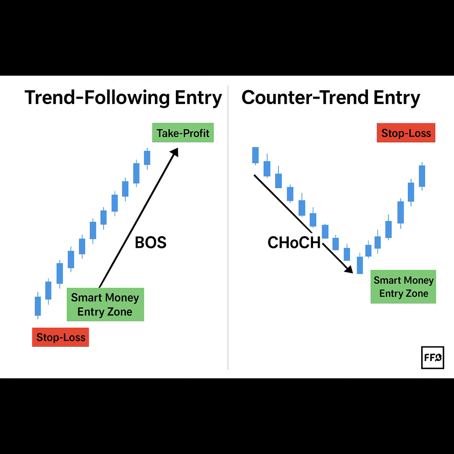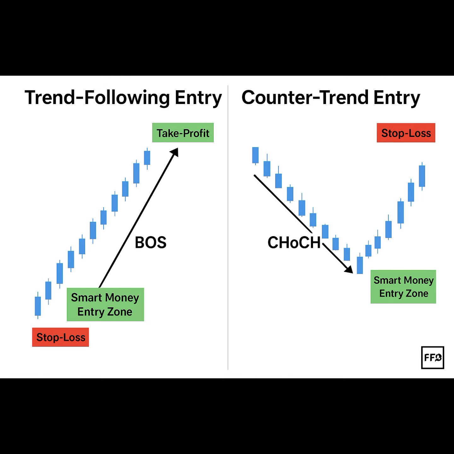Let's talk execution. If you see a break of structure, identify trend direction. Wait for price to retrace to an order block, FVG, or support zone. Enter with trend continuation, with the stop loss below the previous higher low, or above the lower high.